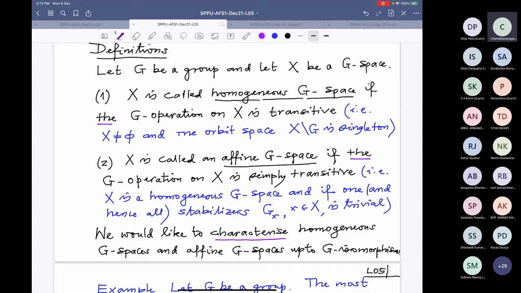Sir, if this action is transitive and the cardinality of X is the same as the cardinality of G, then can we say that this X is an affine space? What are you asking? If the cardinality of X and G are the same and the action is transitive, then can we say that this is an affine space? What makes you think that it should be a simple affine G-space? Because, sir, if we use the orbit stabilizer... Simple means what? All the stabilizers, sir.